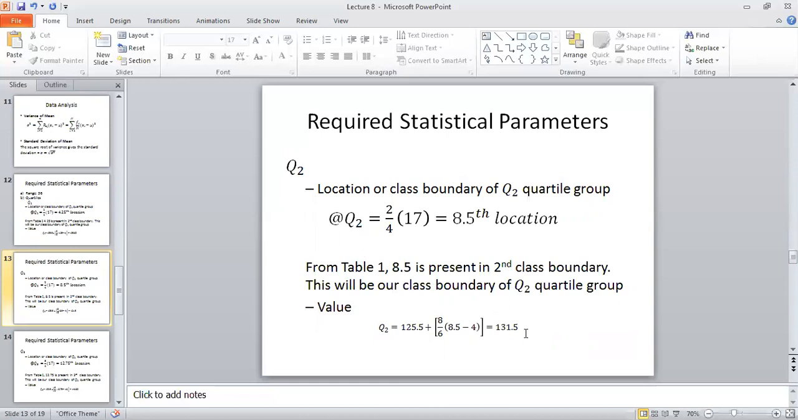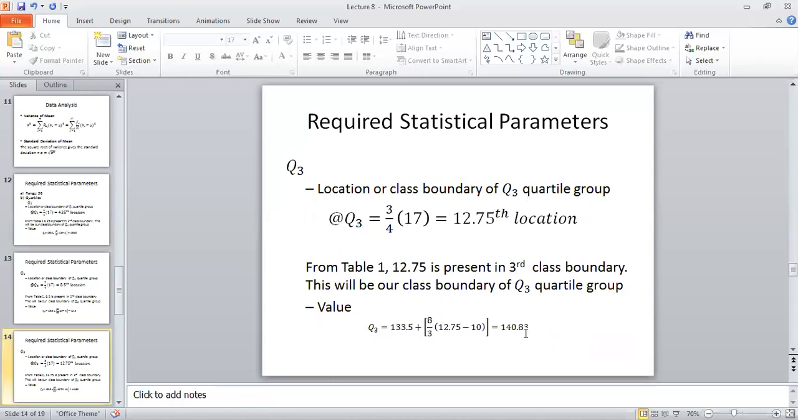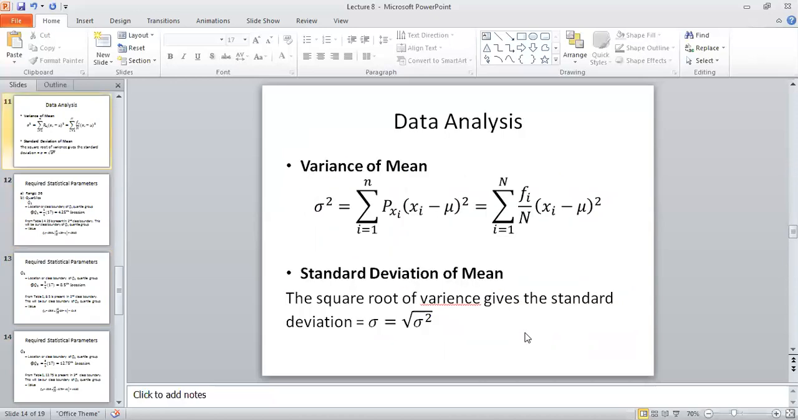So I hope this is understandable. A similar calculation can be done for the Q3 value as well. Here, 2 would be replaced by 3 divided by 4 into 17, which gives a location of 12.75. That simply means that the 12.75th value is to be located.